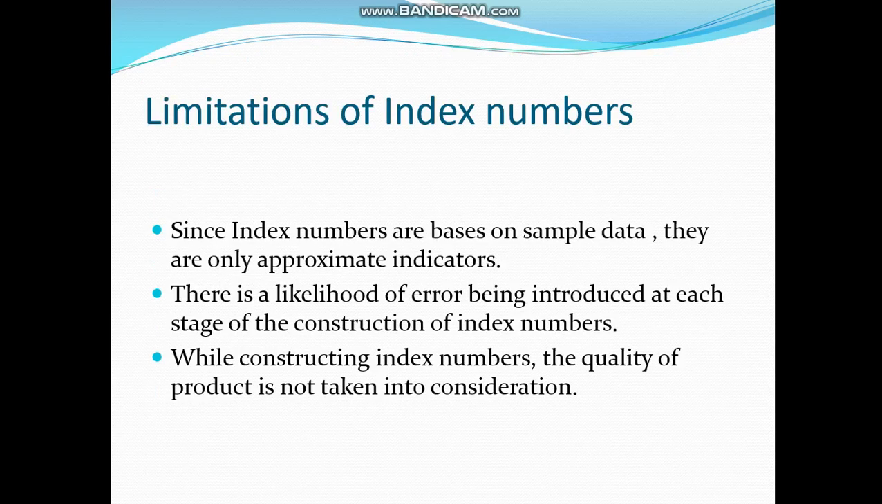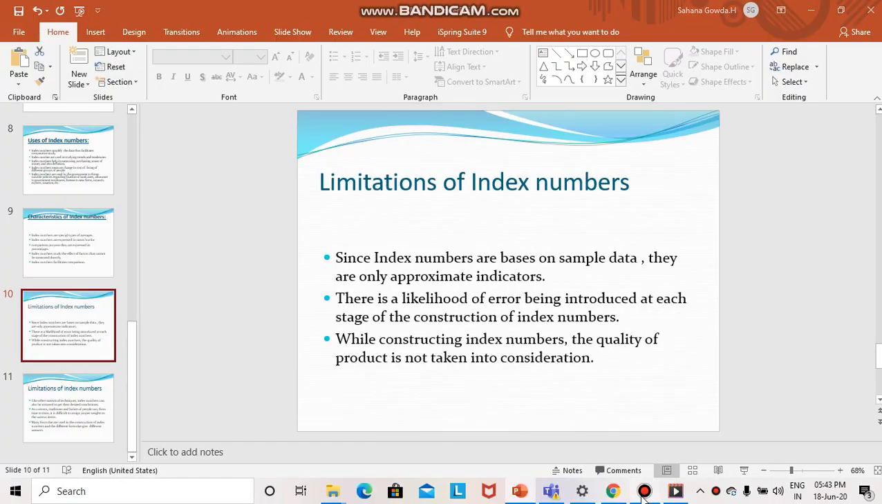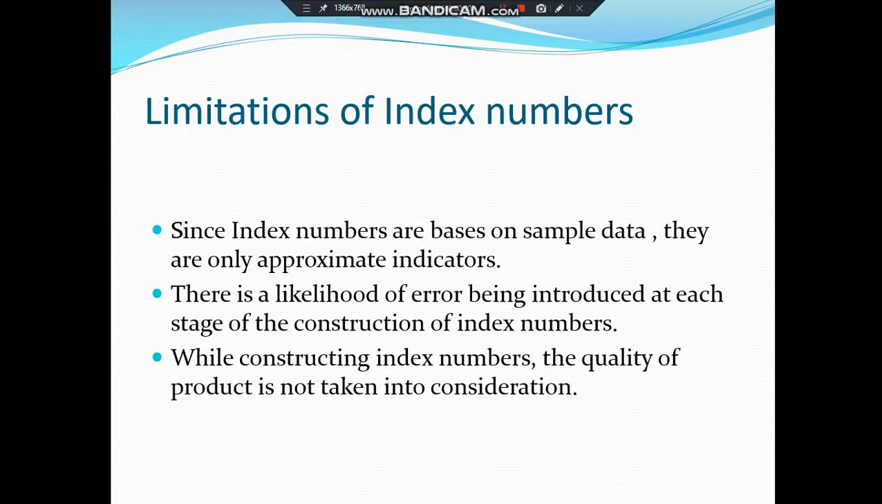Then we have limitations of index numbers. We have a few limitations of index numbers. Generally, index numbers are based on sample data. Like all the values we have calculated are for the sample data. That is why they are not accurate values, but they are only approximate indicators.